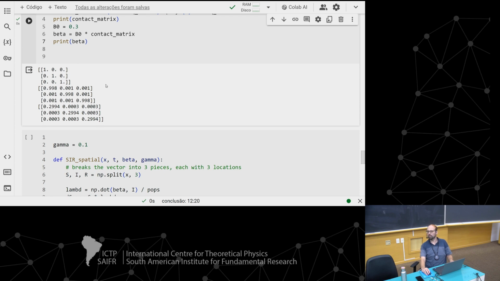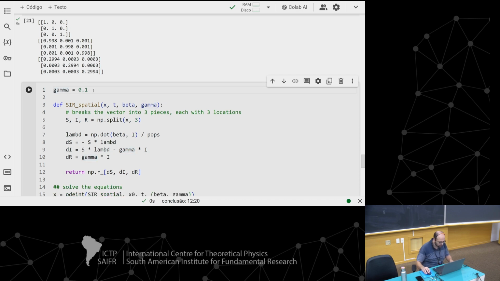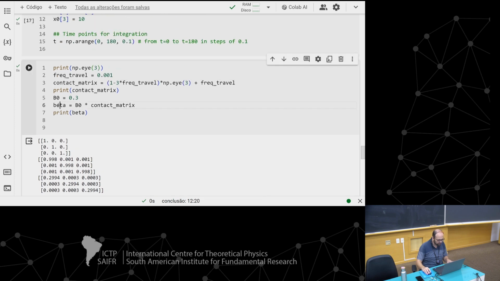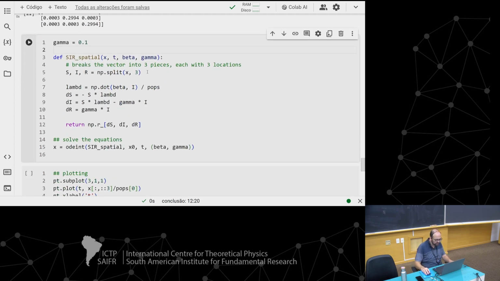So now I have to define also the overlay rate, as per your comment. If I want to have different betas for different cities, instead of multiplying all of them by the same contact rate, each city would have a different contact rate. So I have to multiply each line by a different constant. Okay, and now everything else is pretty much the same.